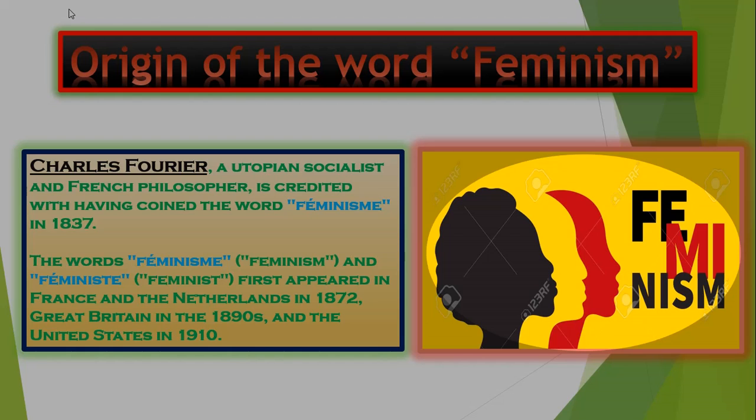Then in 1837, French philosopher and utopian socialist Charles Fourier coined the word féminisme to mean advocacy of women's rights. The words féminisme and féministe first appeared in France and the Netherlands in 1872, Great Britain in the 1890s, and the United States in 1910.